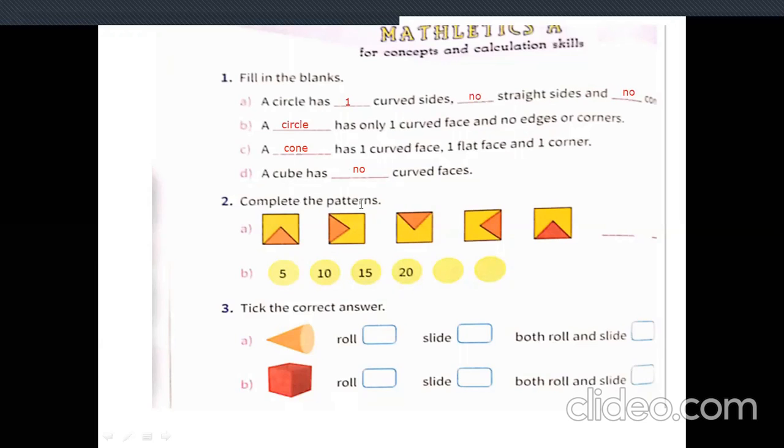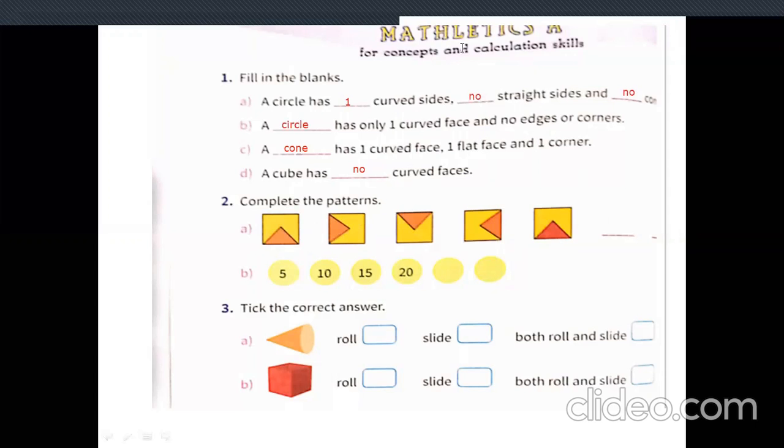Okay. Now complete this pattern. See here, they have given a square with a triangle facing up. This triangle is facing right. This triangle is facing down. And this is facing left. Inside a square, the first triangle is facing up, the second facing right, the third facing down and the fourth facing left. Then again in a square, they have given a triangle facing up. After facing up, what is the triangle facing? It is facing right side.